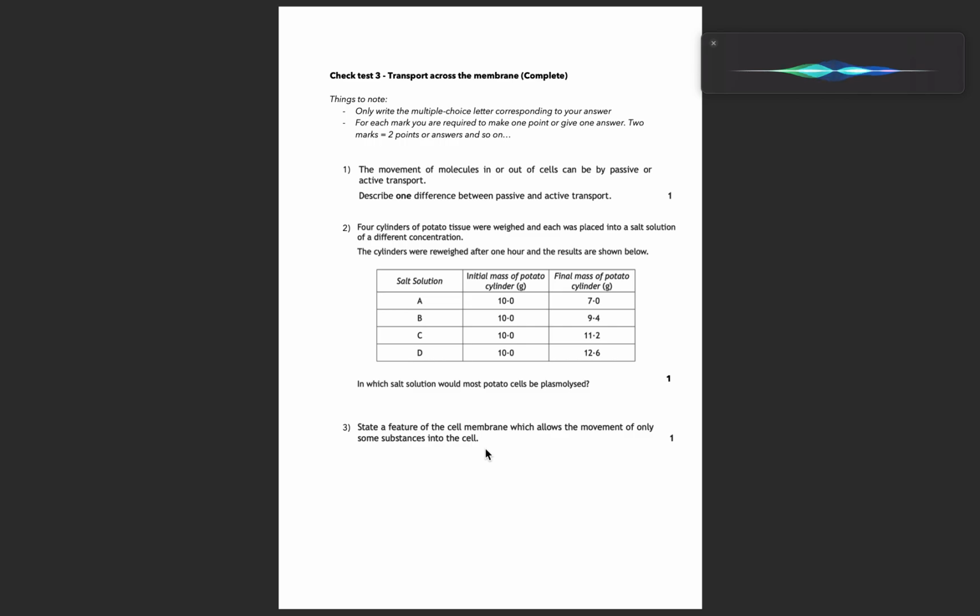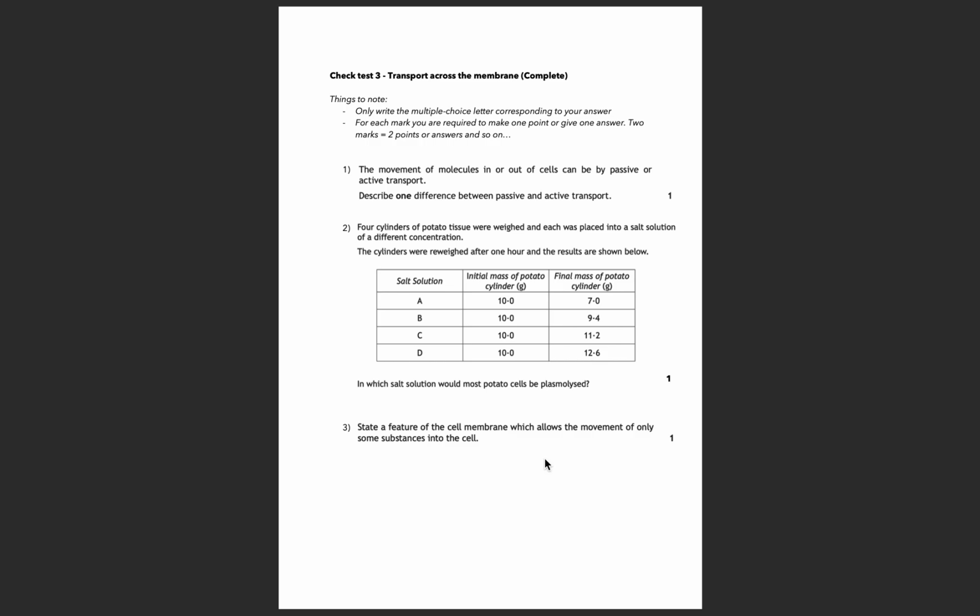Question 3 is the feature of the cell membrane which allowed only some substances into the cell. So for this question, the movement of only some substances, it's a feature of the cell membrane. Now, if you remember the definition of what the cell membrane actually is, a phospholipid bilayer impregnated with proteins, and it's semi-permeable. So semi-permeable or selectively permeable is what you're looking for here.